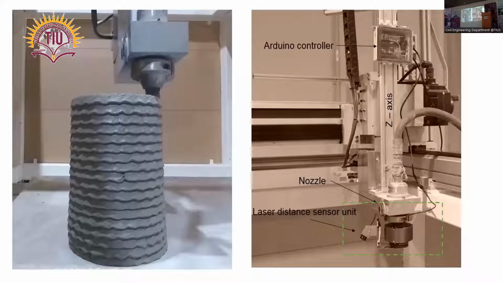So to avoid that, we try to measure the deformation of the layer through this laser distance sensor unit. It actually measures the deformation of the layer during the printing process. And our idea was that once we collect the data, we are going to analyze it and then optimize it based on some AI algorithm. This was the plan. That's why we added some kind of laser distance sensor unit, and we did it.